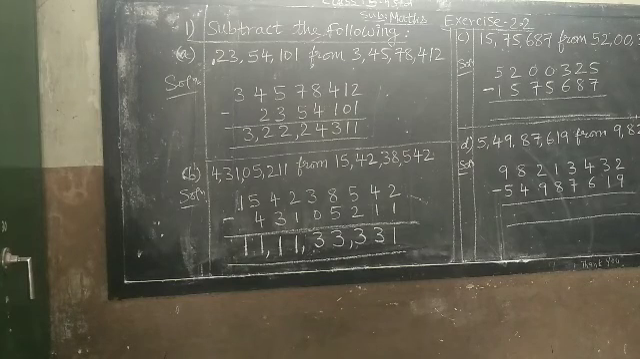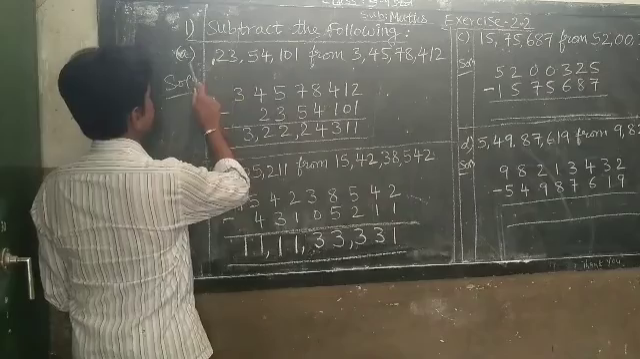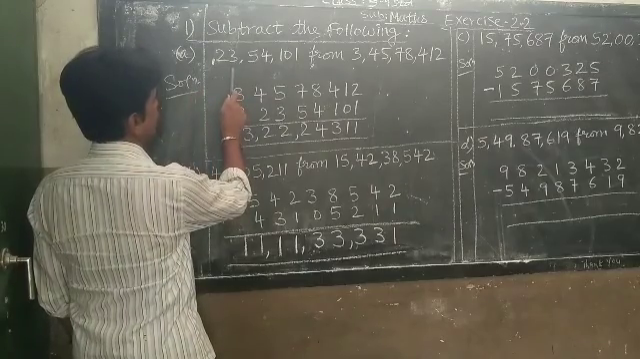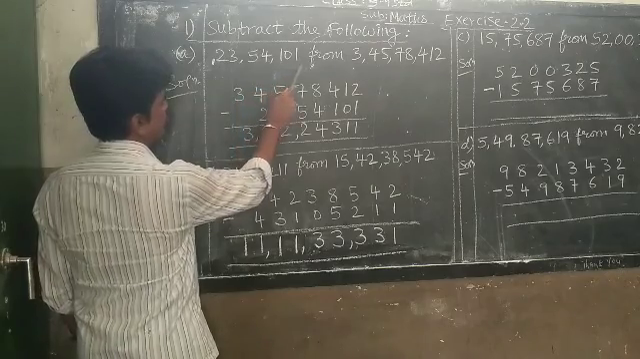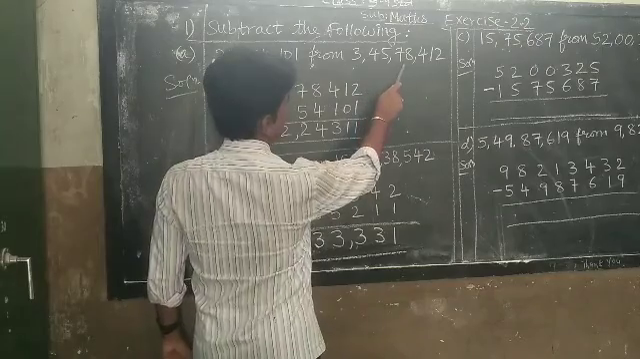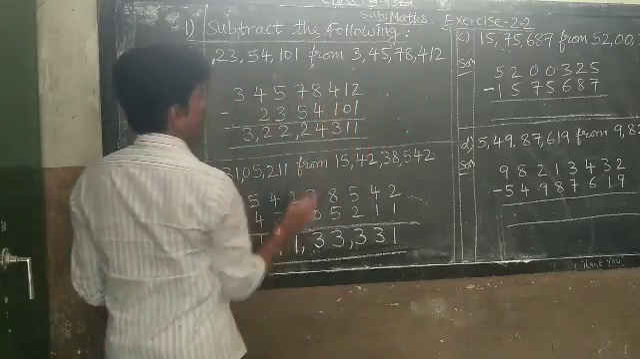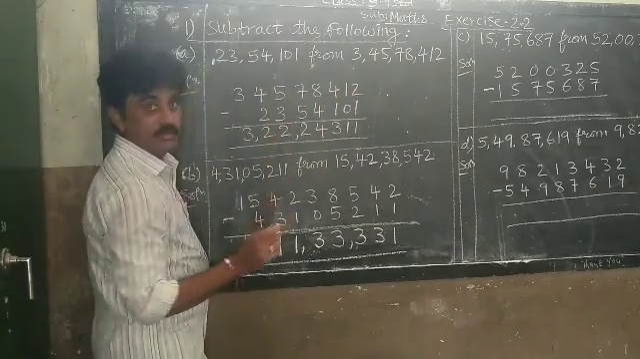Subtract the following. The first main question is subtract the following. What is the question given? We have to see. The question is, read this number: 23 lakh 54,101 from 3 crore 45 lakhs 78,412. What you have to do? You have to subtract these two numbers.